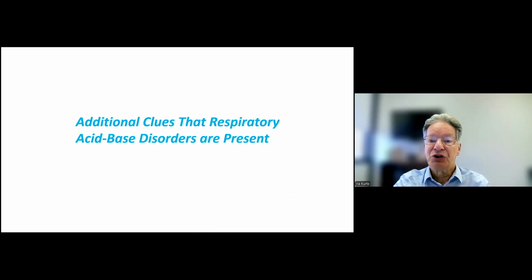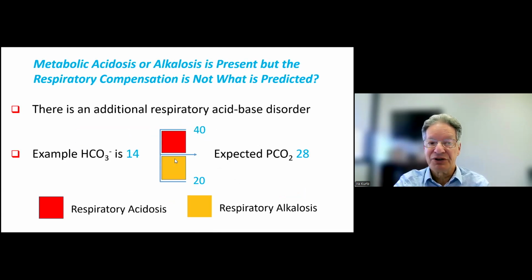Now, there are additional clues that you have a respiratory acid-base disorder that you need to think about when you're assessing a patient. This is a bit more complicated conceptually. Now let's take a patient with a bicarbonate of 14 with a metabolic acidosis. You'd expect if it's a male, the PCO2 would be 28. Remember, it's 1.2 times the changes in bicarbonate. So the bicarbonate decreased by 10. This should decrease by 12.